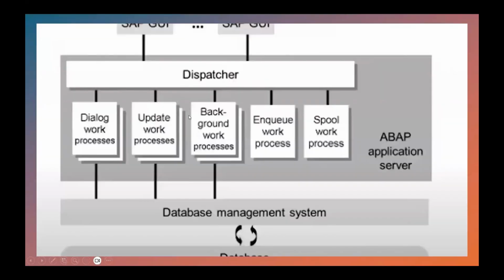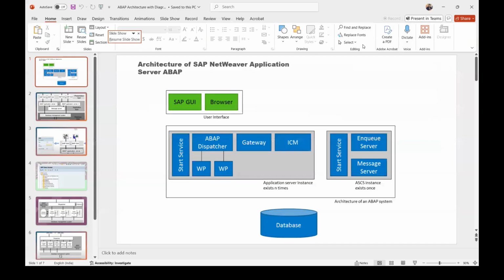These are the five work processes I explained: dialog work process, update work process, background work process, enqueue work process, and spool work process. These are the five work processes which are there in the application server. At the start only, I said there are different types of work processes. Every work process has its own function.